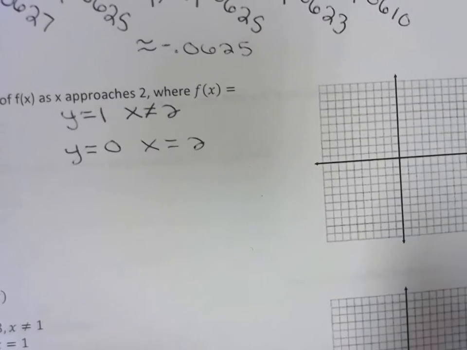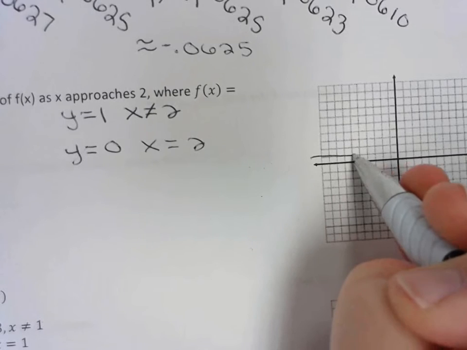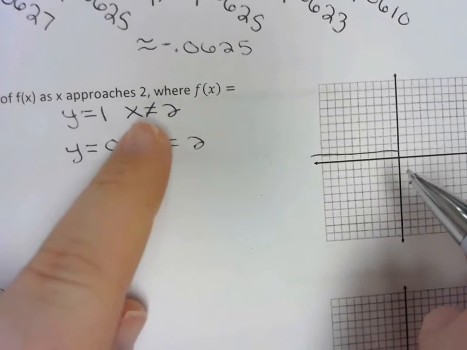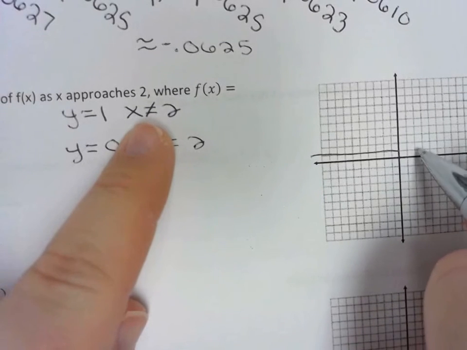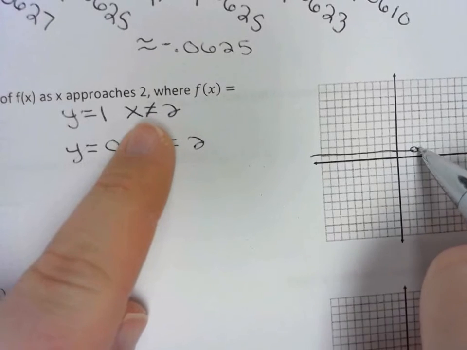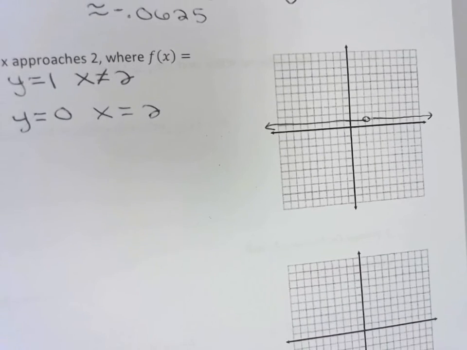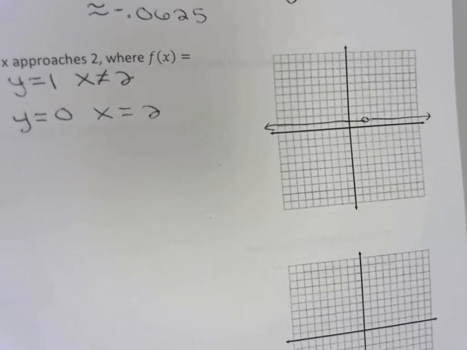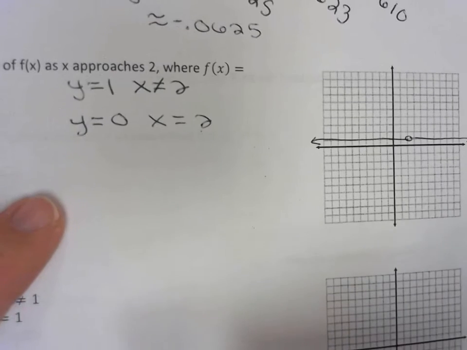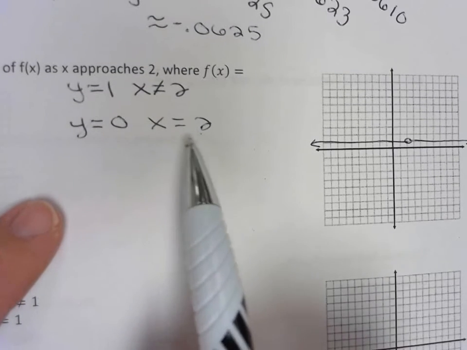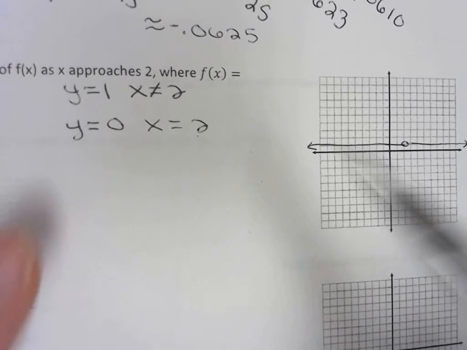So if I graph y equals 1, that line exists, except x cannot be 2. So where x is 2, that line does not exist. So this here on the right is how I graph the function y equals 1, except x cannot equal 2. So I put an open circle there. Basically, the second one is just an ordered pair. When x is 2, y is 0. So I'm just going to have a point right there.